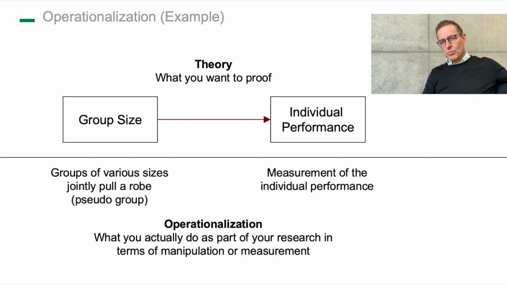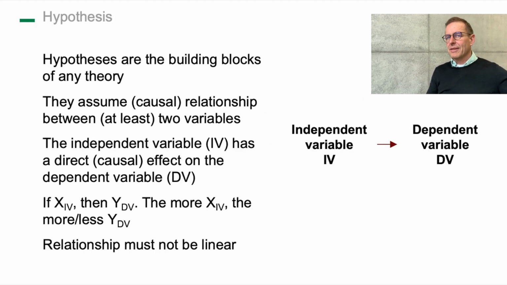Okay? Now, here comes something into play that I just mentioned a few seconds ago, and that's something that I will refer to over and over again in this course. It's the differentiation between what we name the independent variable and the dependent variable. It's really simple. The independent variable is the cause. And the dependent variable is the effect. So we assume a change in the independent variable, for instance, group size, has an effect on the dependent variable, individual performance. And this is what we always have in social science.